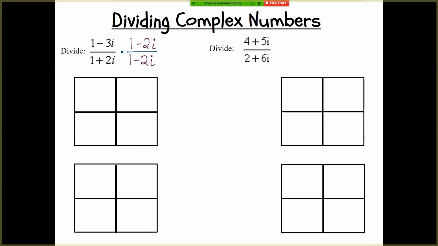So again, I'm going to do the numerator in the first box. So 1 minus 3i times 1 minus 2i. Then I'm going to fill it in. 1 times 1 is 1. 1 times negative 3i is negative 3i. 1 times negative 2i is negative 2i. And negative 3i times negative 2i is 6i squared. Can't leave that i squared in there, so we're going to replace it with negative 1, which gives us a value of negative 6 for that bottom box.